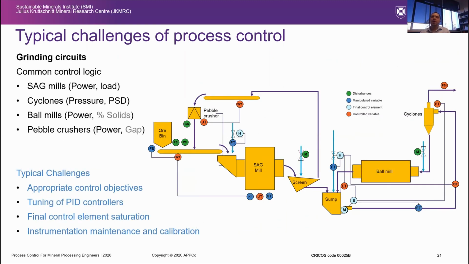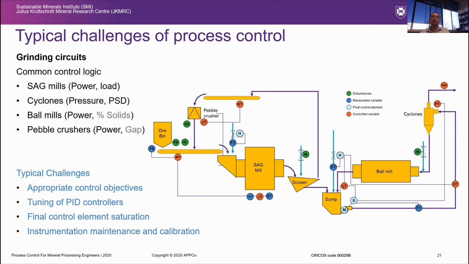In a typical grinding process, normally you will see that the SAG mills or mills are looking into the power and load of the mill and trying to control that. With cyclones, generally the pressure is another aspect that they look into. Again, in many cases, inappropriate control objectives are the key point, especially in units that are interacting with each other. When you set the objectives wrong, it means you might underload one unit and overload another unit. And that's a common issue that we see.